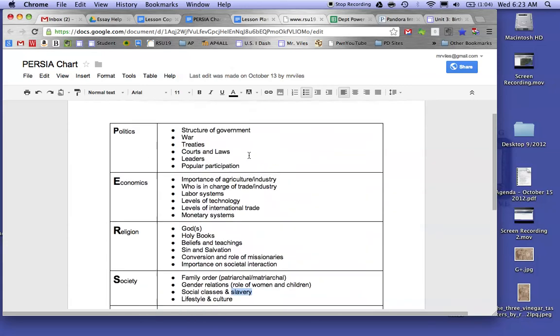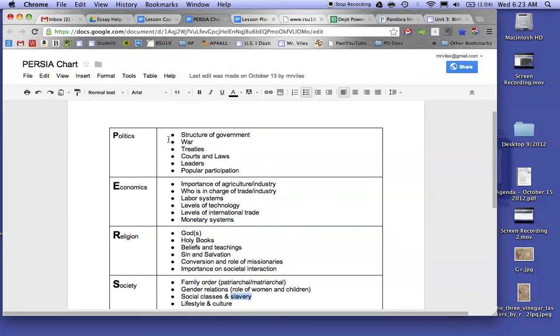If we scroll up, we see at the top, politics. Well, obviously politics has to do with government, has to do with laws. We would predict that. Leaders, presidents, kings, this is politics. But also war and popular participation, these are all part of politics.